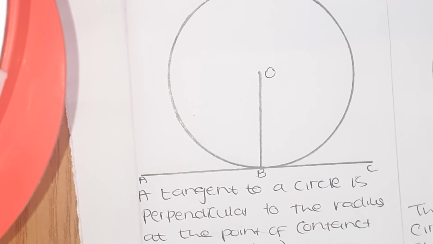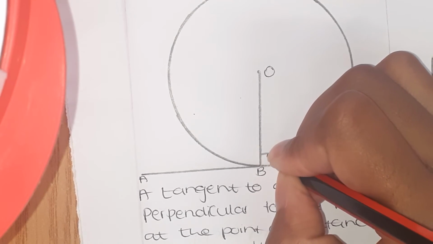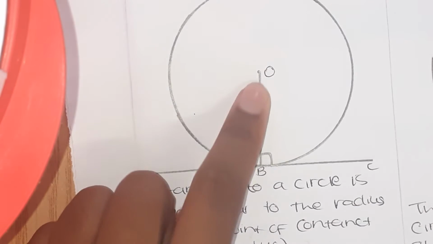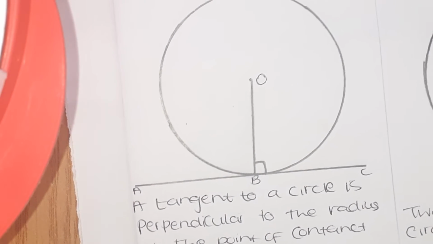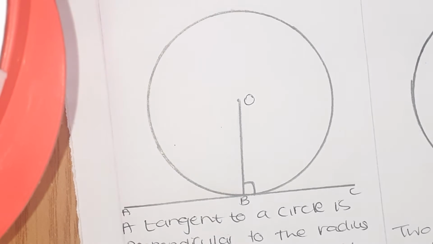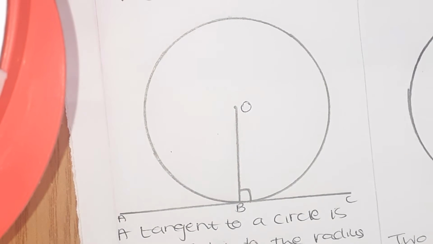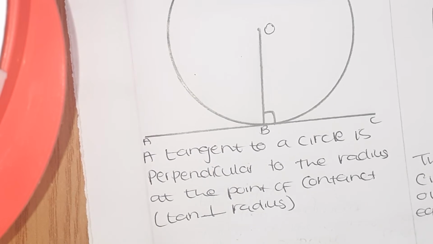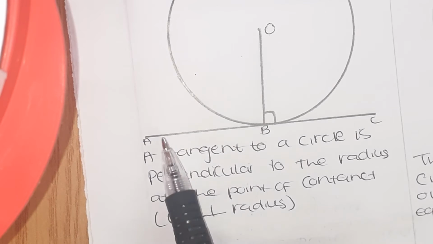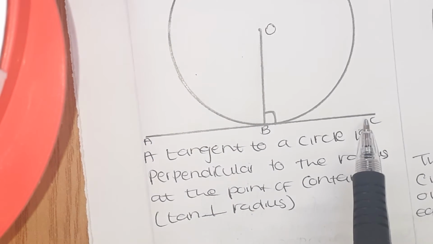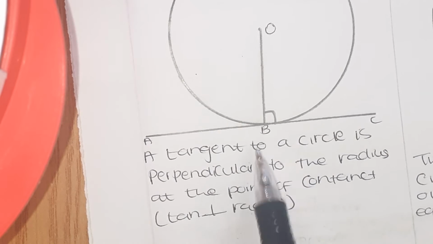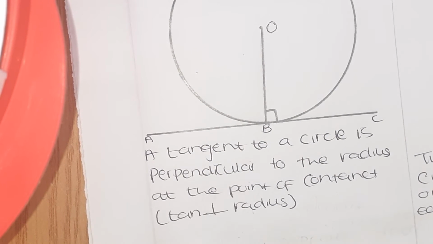So this was going to form a 90-degree angle there. So when a radius and a tangent meet, they form a perpendicular, right? So they form 90 degrees. Yeah, so here we can say, maybe prove that AC is a tangent, right? Maybe let's say, hypothetically speaking, that's a question in your exam.